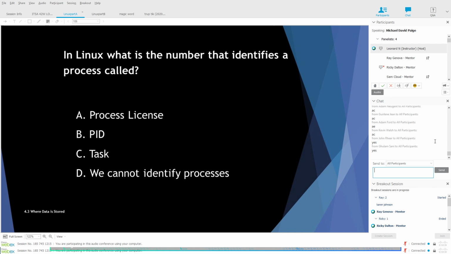In Linux, what is the number that identifies a process? You know what's crazy? In Windows, what is the number that identifies a process called? Believe it or not, the same thing. They're both process ID numbers.